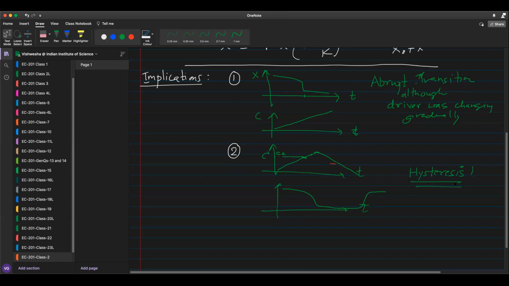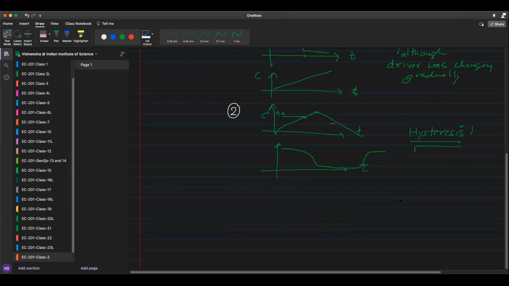Is that fine? Now, what is the implication of hysteresis? Hysteresis implies that it is difficult to reverse abrupt shifts, or to reverse ecosystems or populations to their previous states.